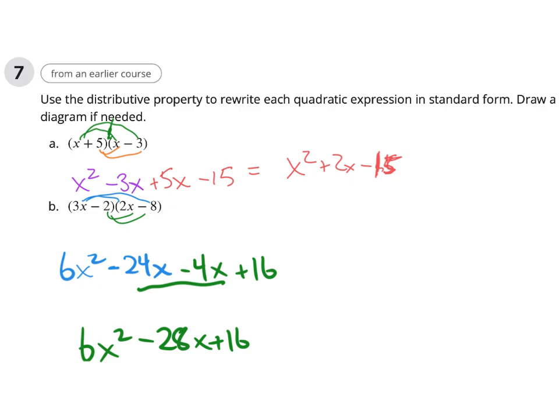Okay, so after this lesson, we're dealing with combining polynomials. We should have a quiz. So look out for that.